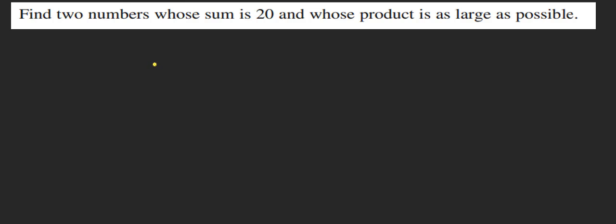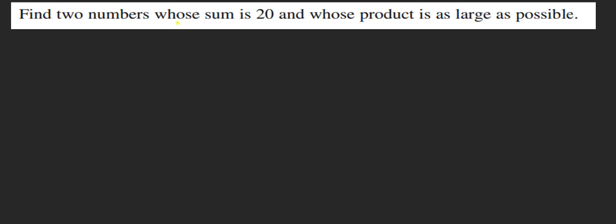In this video, we're going to talk about optimization. Let's take a look at this example. It says find two numbers whose sum is 20 and whose product is as large as possible. So our goal is to find the product that is as large as possible.